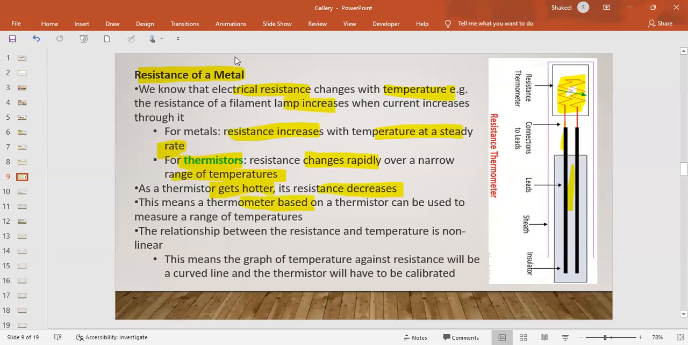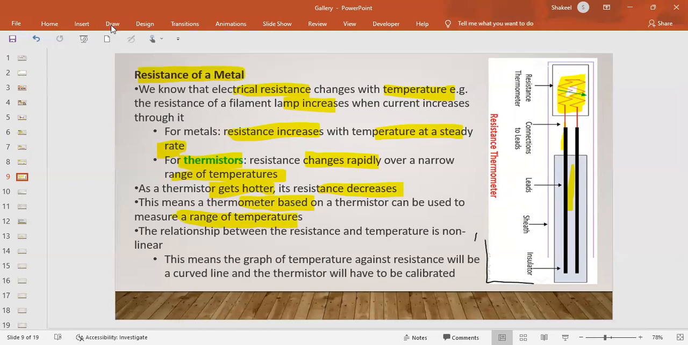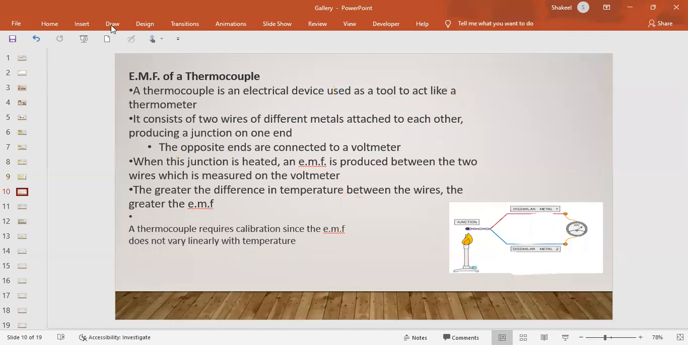This means that a thermometer based on a thermistor can be used to measure a range of temperatures. The relationship between resistance and temperature is non-linear. This means that the graph of temperature against resistance will be a curved line, and then you will calibrate the thermistor. If this is the temperature, this is the resistance, so the thermistor temperature-resistance graph is going to be an exponential curve.